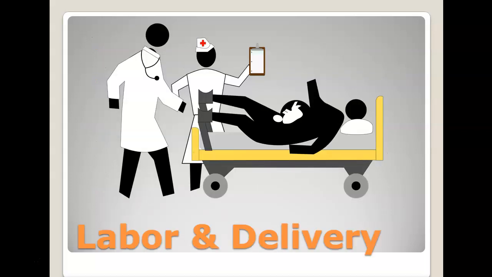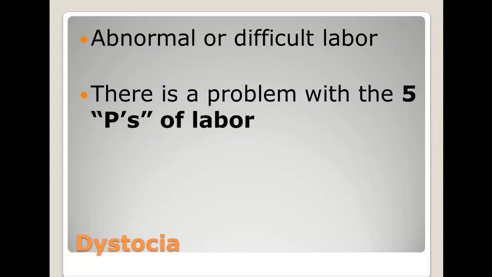So in labor and delivery, we're talking about complications, and we're talking about what makes this high risk as opposed to a normal labor and delivery process. So earlier we talked about those 5 P's of labor. When we're talking about high risk delivery, we're talking about any kind of abnormal or changes in those 5 P's. So first we're going to talk about abnormal or difficult labor.